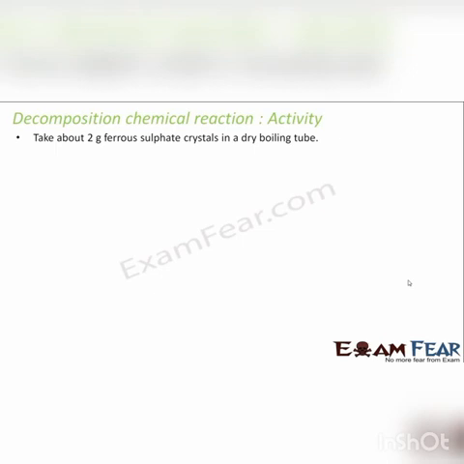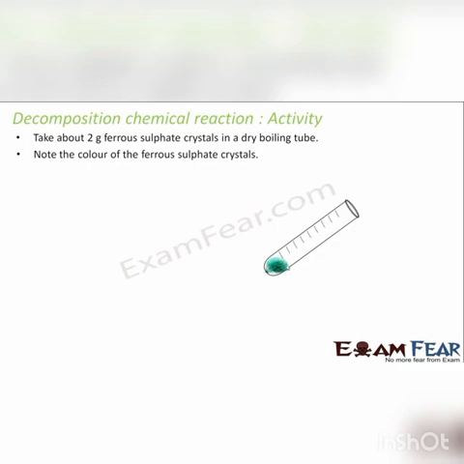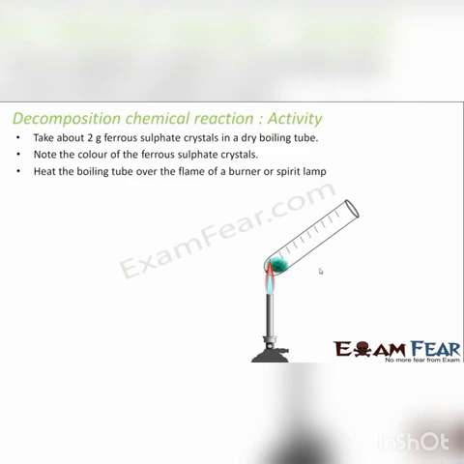For the activity, we take 2 grams of ferrous sulfate crystals in a dry boiling tube. This is a boiling tube. Here I have 2 grams of ferrous sulfate. We'll note the color is blue. Now let's heat this over a burner.